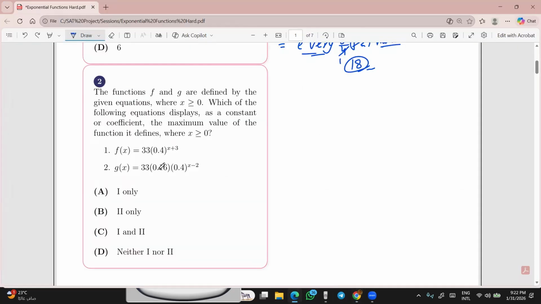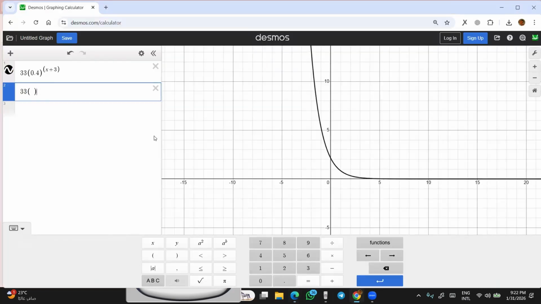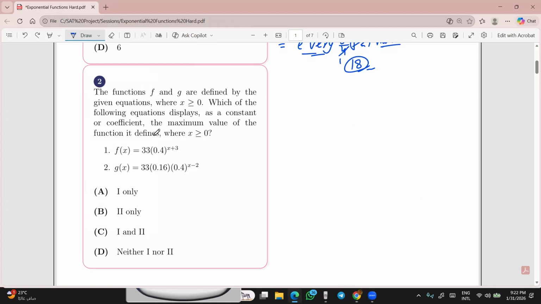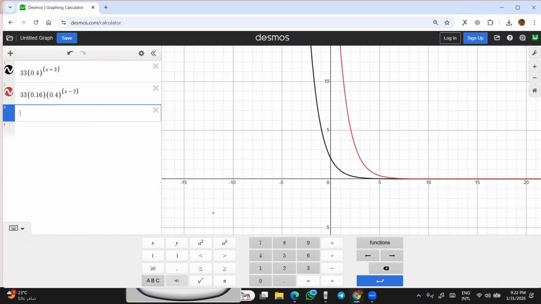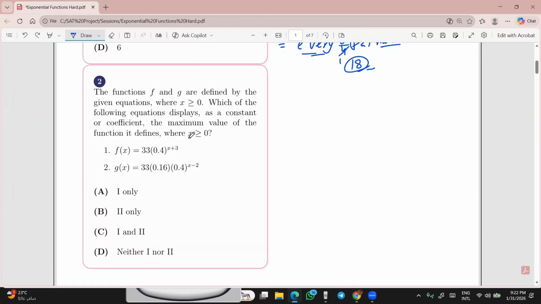And the second one is 33, 0.16, 0.4 to the power of what? To the power of x minus 2. So the exponent is x minus 2 inside the parentheses. And now we have this second graph. Now we have the third constraint, which is this.